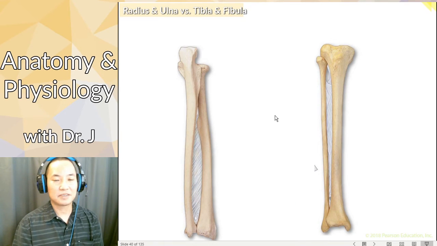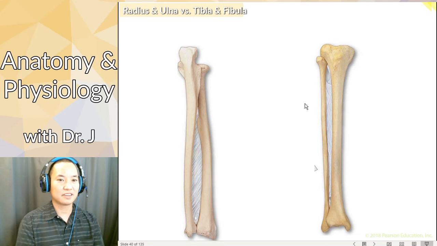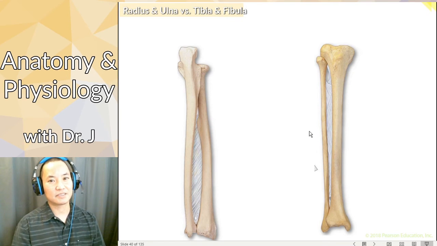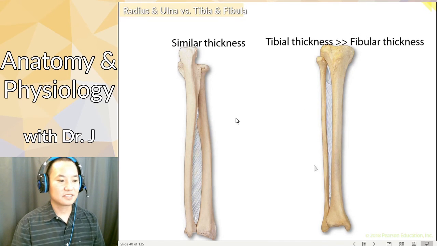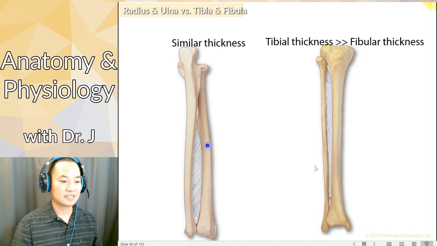Now, a common question: what if I just show you a picture of the radius and ulna, or tibia versus fibula? How do you tell those two apart? Well, they both have an interosseous membrane, and they are two bones that form the distal part of your limbs. But how do you tell them apart? This is what I look for first. Notice that the radius and ulna are not symmetrical, but in terms of overall thickness, the radius is pretty similar to the ulna.